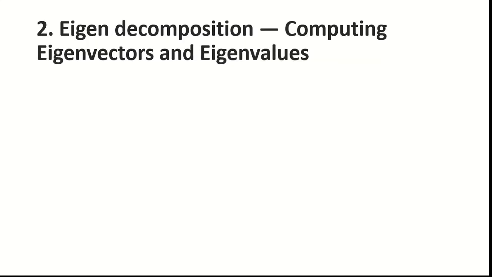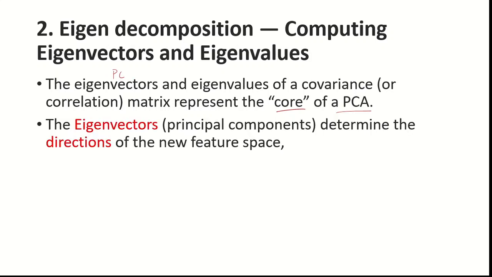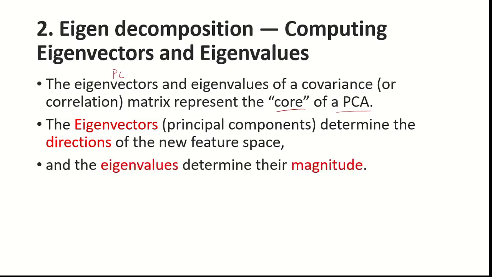Then we have to find the eigenvectors. For that we should know the covariance matrix. First we have to find the covariance matrix, and from the covariance matrix we have to calculate the eigenvectors and eigenvalues. We call it eigendecomposition overall. The eigenvectors and eigenvalues of a covariance matrix represent the core of PCA. PCA is principal component analysis, and these eigenvectors are actually the principal components. The eigenvectors or the principal components determine the direction of the new feature space. It gives you the direction.